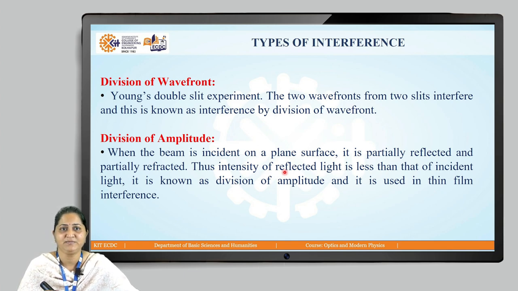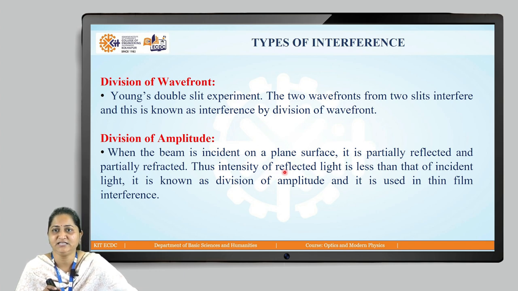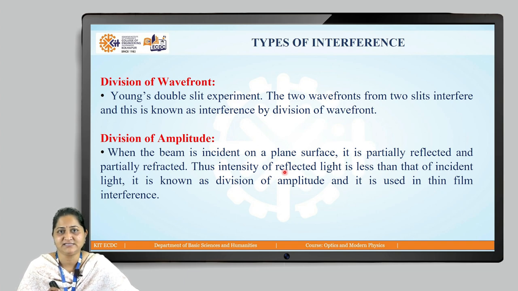So basically a thin film is a very thin layer of micrometer or smaller size, and when the light takes multiple reflections and refractions within that thin film, we can obtain an interference pattern. So let's discuss this interference due to thin film. Thin film can be of different types. We can have a uniform thickness thin film, we can have a non-uniform thickness thin film. So let's first consider a uniform thickness thin film.